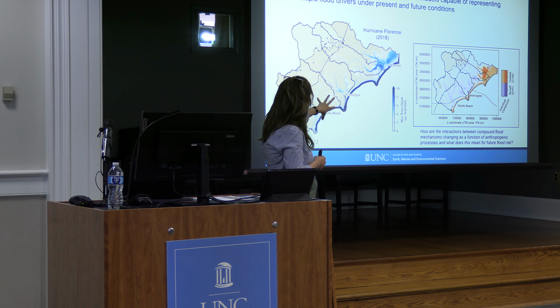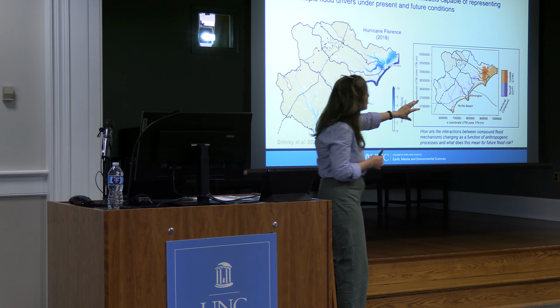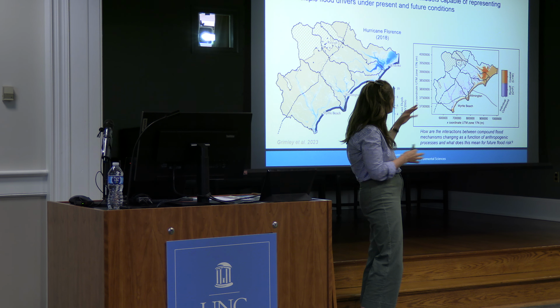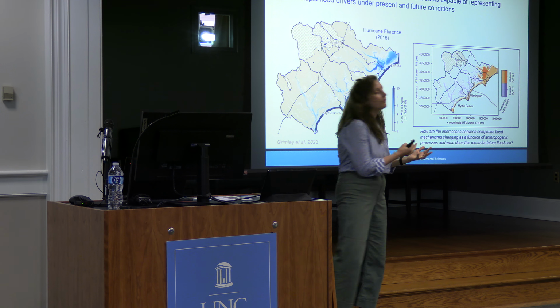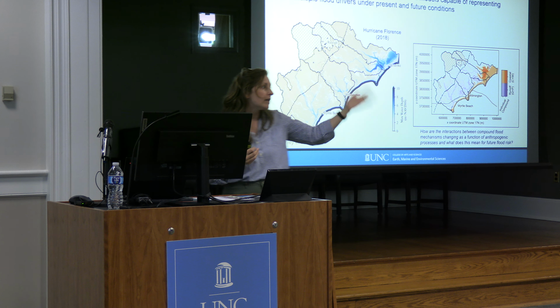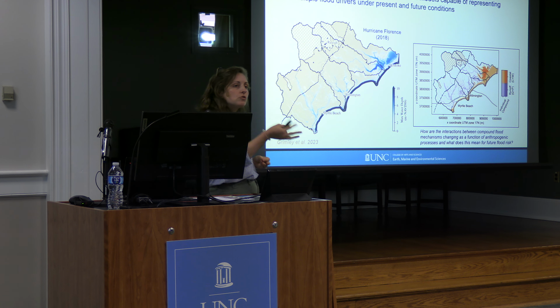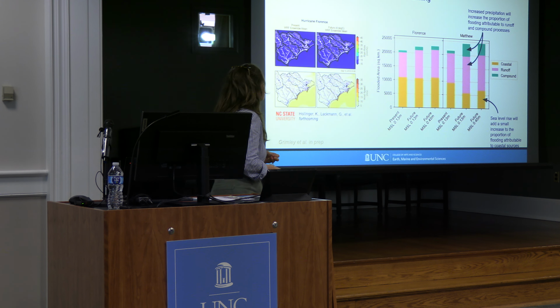And this is Hurricane Florence, the inundation from Hurricane Florence that she's modeled. And she's also interested in understanding what's contributing to that inundation. And so on the right-hand side, you can see an attribution of different flood drivers, in this case, runoff drivers, so those inland surface waters due to precipitation, and coastal drivers like storm surge.